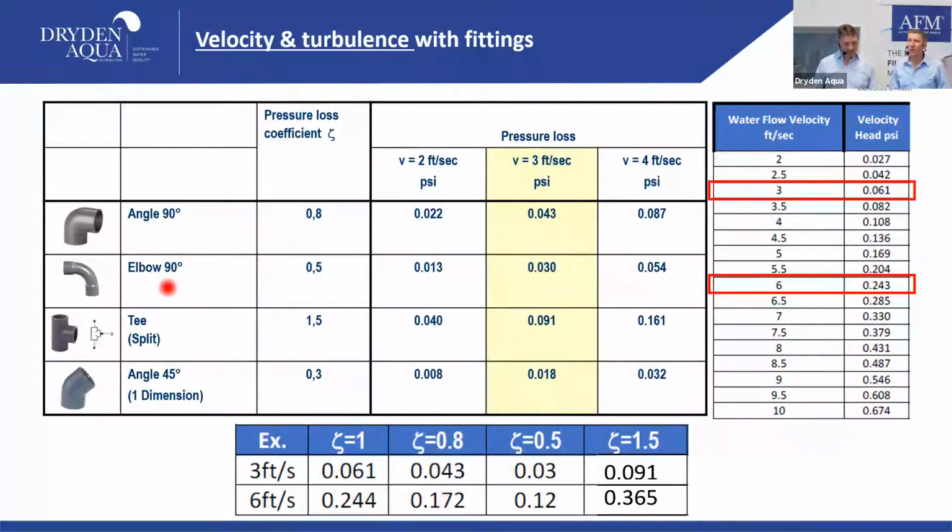If we take the elbow, an elbow has a different coefficient. So we multiply this by 0.5, and then we have 0.03. Because at the lambda 1, it's 0.06. And you see the T is 0.091. So with this, we can compensate that there are different fittings with different frictions. But what is always the same, if you double the speed, see the example between 2 feet and 4 feet, it will quadruple the pressure loss. And with this, the energy consumption.